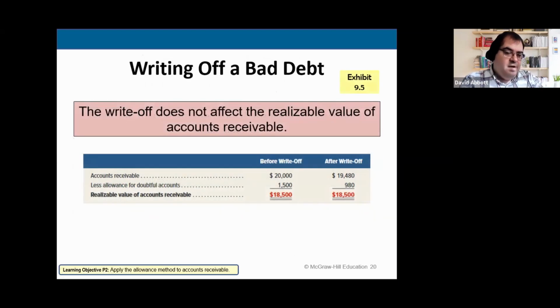The write-off does not affect the realizable value of accounts receivable as shown on this slide. Neither total assets nor net income is affected by the write-off of a specific account. Instead, both assets and net income are affected in the period when bad debt expense is predicted and recorded in the adjusting entry. So we've already taken into account how much we think might be uncollectible, so we don't have to do anything there, changing it.